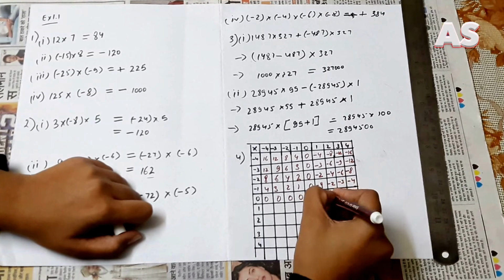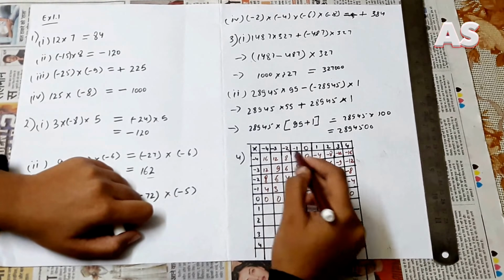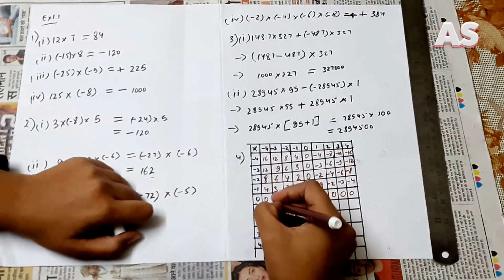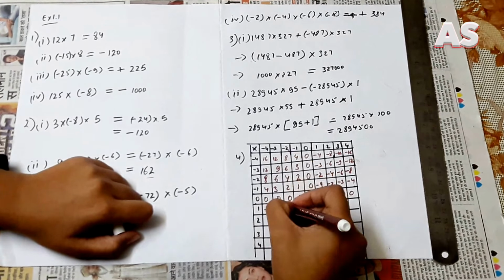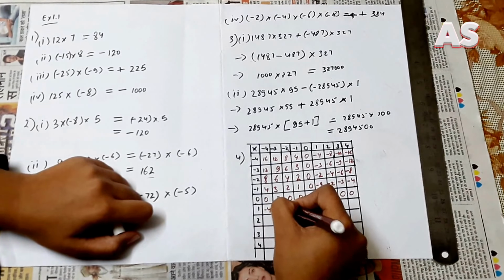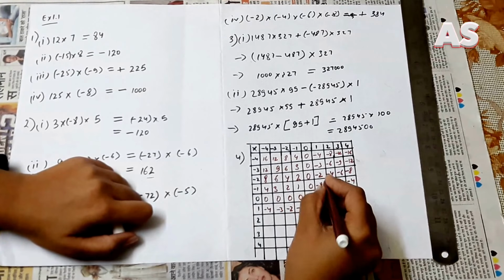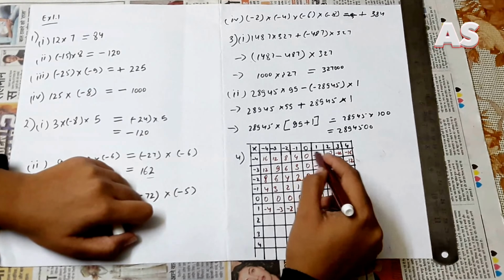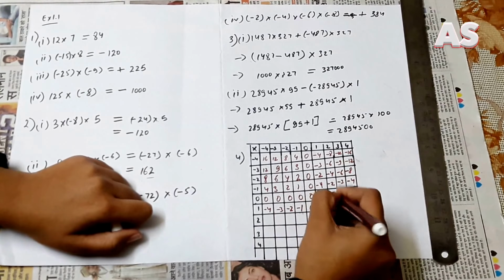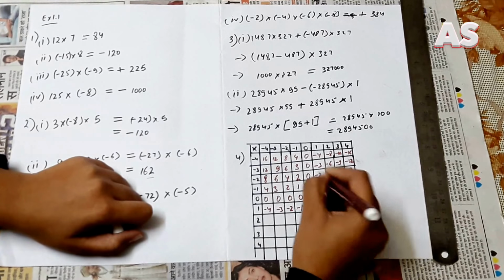Whatever number you multiply with 0, the product you get would always be 0. Now minus 4 into 1 would be minus 4, minus 3 into 1 would be minus 3, minus 2 into 1 would be minus 2, minus 1 into 1 would be minus 1, 0 into 1 would again be 0, and 1 into 1 would be 1, 2 into 1, 2, 3 into 1, 3, 4 into 1, 4.